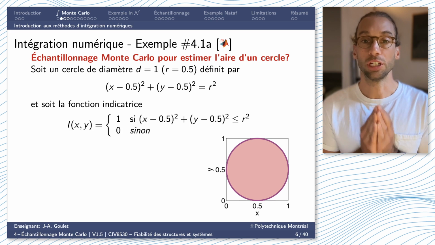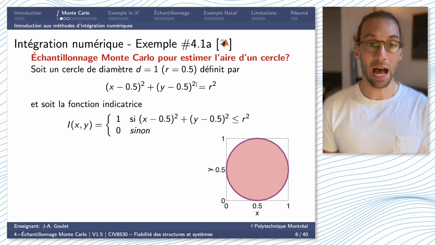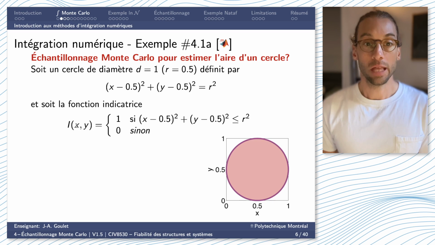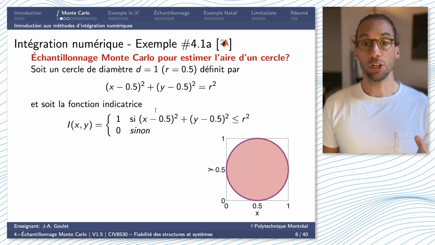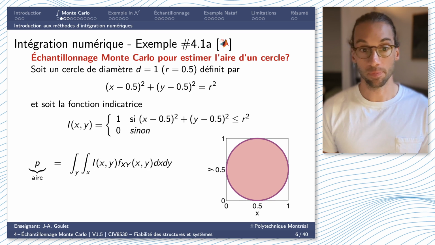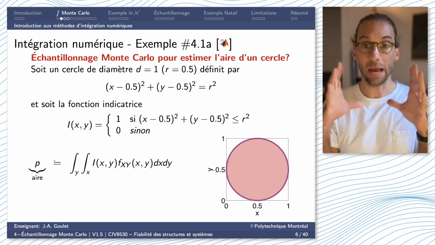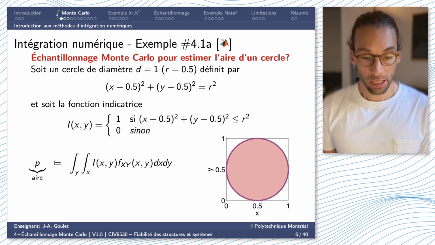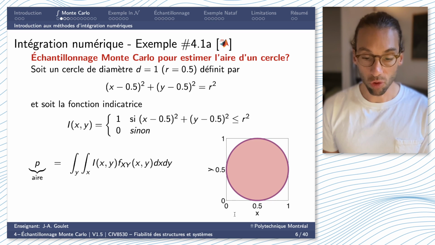Then we're going to define an indicator function. I denote that indicator function as a function of x and y, the horizontal and vertical coordinates. We're going to say that my indicator function takes a value of 1 if I'm within the circle and 0 otherwise. So I can evaluate the area of my circle that is encapsulated in my unit square by the integral of my indicator function weighted by the probability density that is uniformly defined over my X and Y domain.